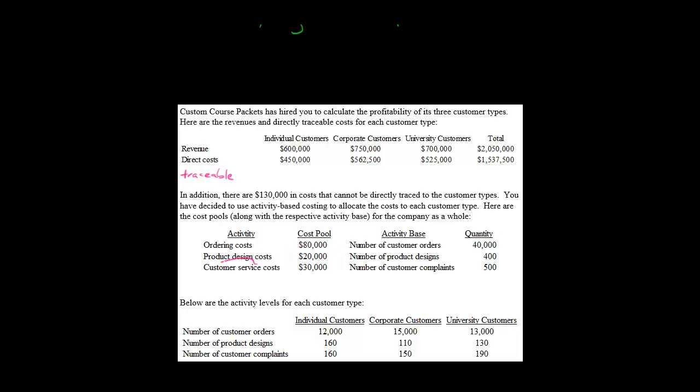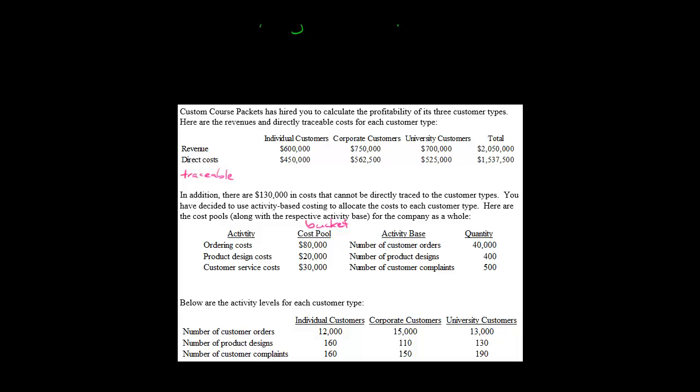And so in that cost pool, there's $20,000. And then there are customer service costs of dealing with maybe unhappy customers, or there's an issue with the course packet and it needs to be redesigned or something. And so there's $30,000 of those costs. So remember, the cost pool is just a bucket of costs, and we're saying, okay, look, we've got $130,000 here in indirect costs that can't clearly be traced to each of these customer types, but we know that these customers drive these costs.